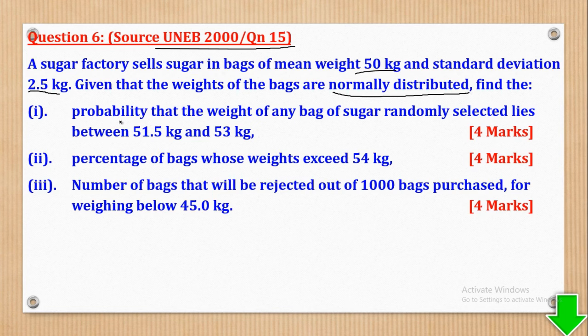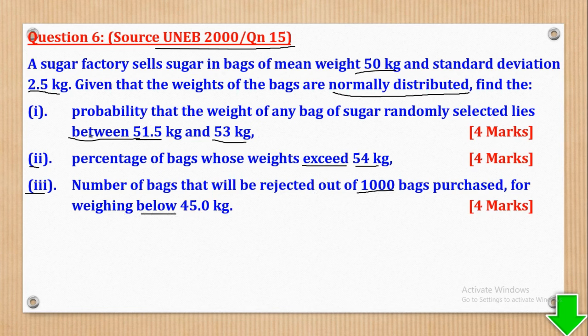Find Roman 1, the probability that the weight of any bag of sugar randomly selected lies between, so this is the keyword there, between 51.5 kilograms and 53. Then Roman 2, the percentage of bags whose weight exceed, so the keyword here is exceed, 54 kilograms. Then Roman 3, number of bags that will be rejected out of 1,000 bags purchased for weighing below, so the keyword here is below 45 kilograms.